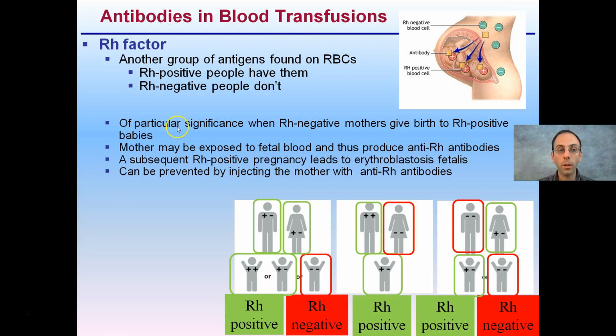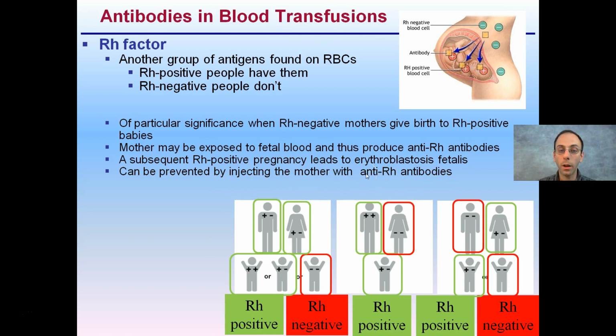So this is an example here again. An Rh negative mother gives birth to an Rh positive baby. The mother can actually develop antibodies to her own fetus. In subsequent Rh positive pregnancies, so that's the second born, this can lead to erythroblastosis fetalis. This can be prevented by injecting the mother with anti-Rh antibodies. So it is possible, you just have to be aware of this.